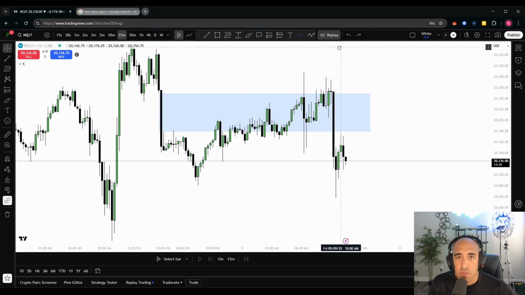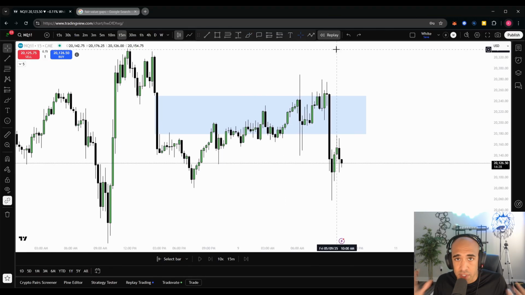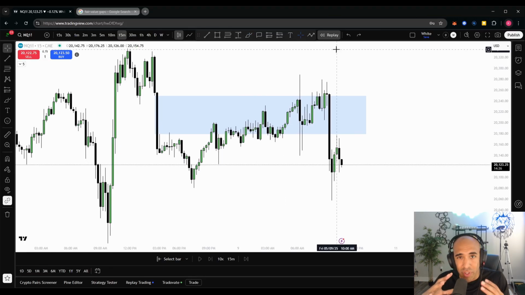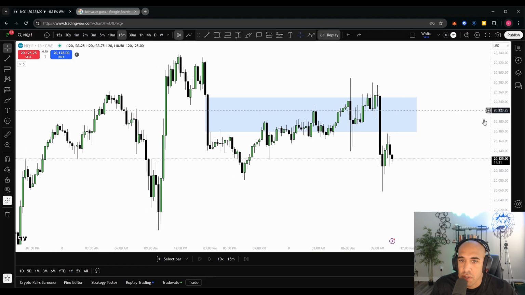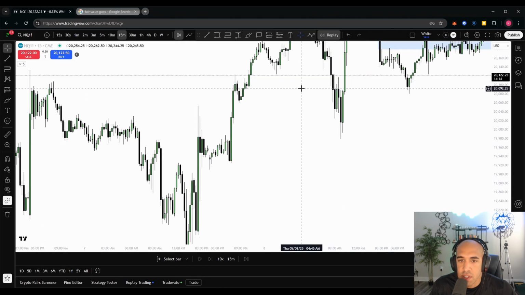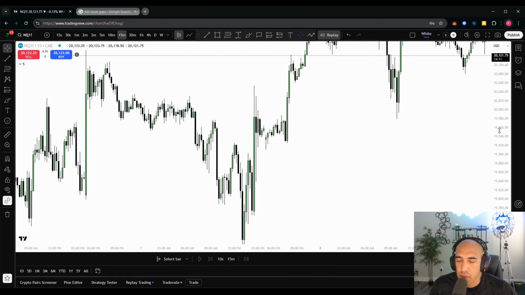So fair value gaps are very powerful. You can use them on every time frame. The general rule of thumb is the higher the time frame, the more weight that it carries. But this is what you want to do with these fair value gaps. It does get a little bit more involved than that when it comes to fair value gaps.